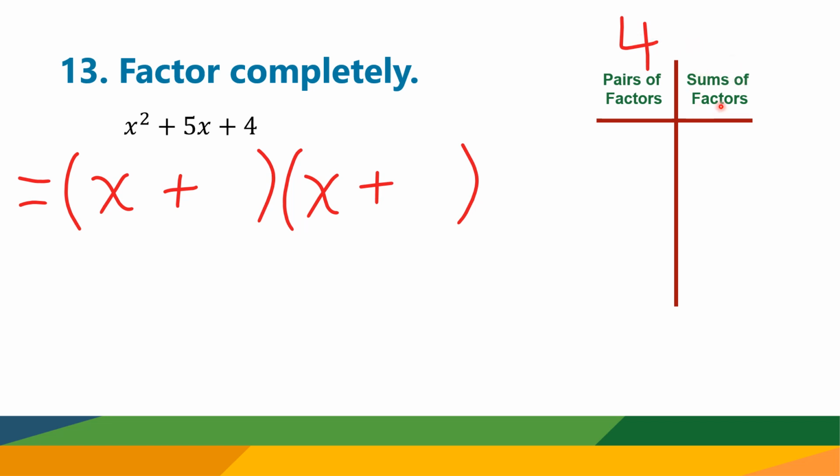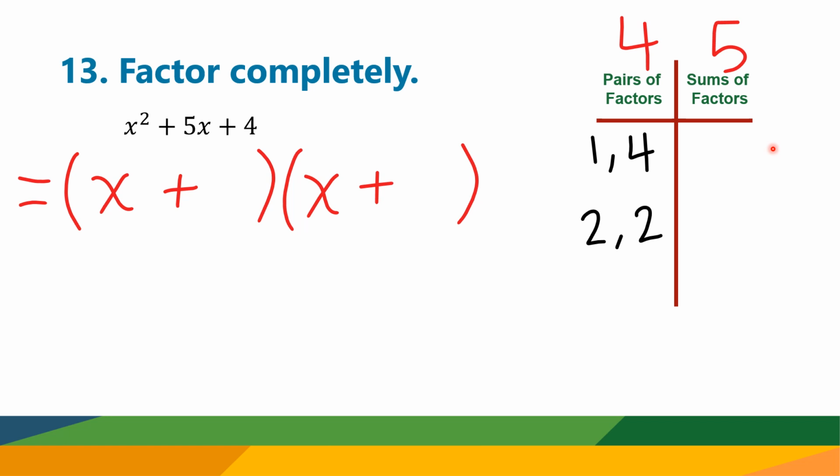And then the sums of those factors are supposed to add to the middle coefficient, remember? So they're supposed to add to equal 5. All right, so we're looking for things that multiply to give you 4 and add to 5. So what are some things that multiply to give you 4? 1 and 4, and what else? 2 and 2.